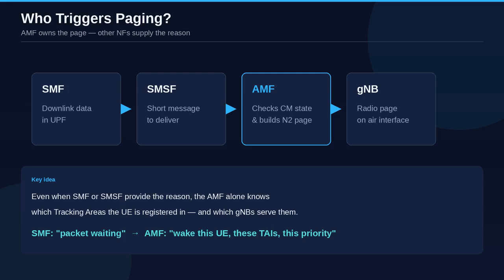Here is the part that matters. The AMF is the mobility anchor for the control plane. It alone knows which tracking areas the UE is registered in and which GNB nodes serve those areas. So even when SMF or SMSF provide the reason, the AMF owns the page. A useful mental model: SMF says, I have a packet for this PDU session. AMF translates that into wake this UE in these tracking areas with this identity at this priority. The radio never talks to SMF directly for paging. Everything funnels through the AMF's N2 interface to the GNB.